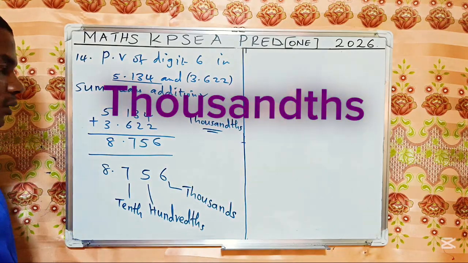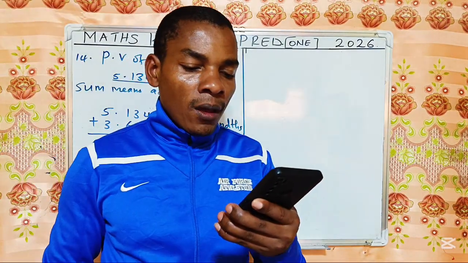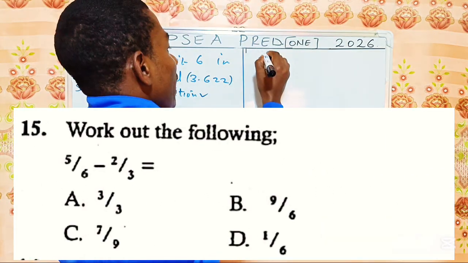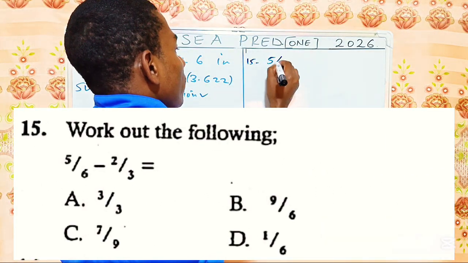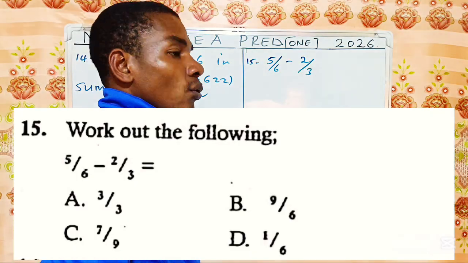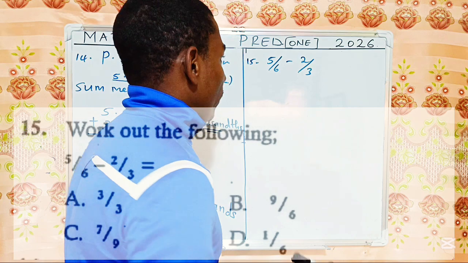The answer is thousands. Question 15. Work out the following. So we have question 15 here: 5 over 6 minus 2 over 3. So we are trying now to work out these fractions.